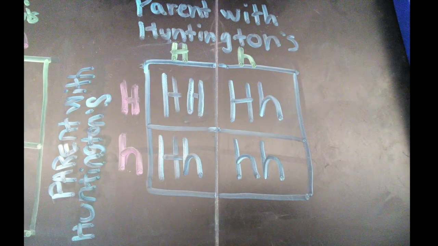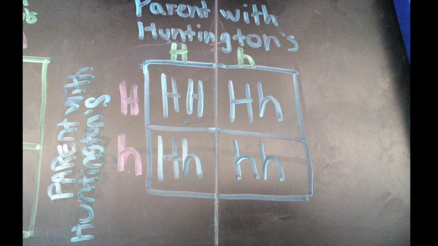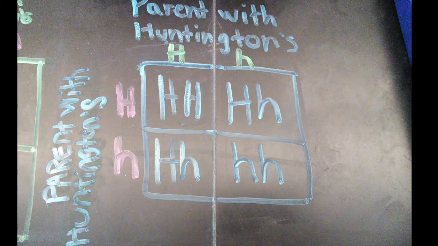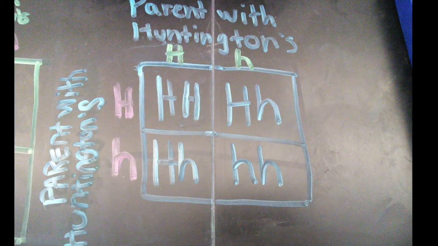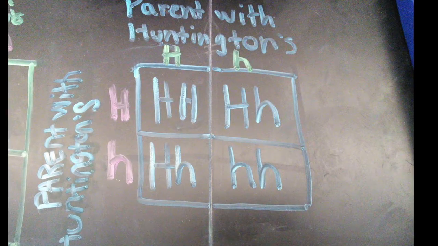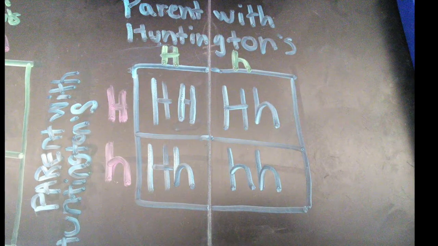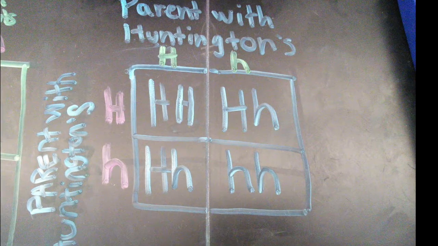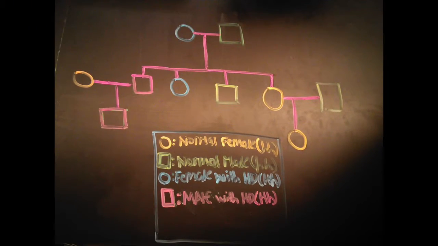Although, if you look at the Punnett square on the right, it shows both parents have Huntington's disease. So there's a 25% possibility that a person will be unaffected by Huntington's disease, and a 75% possibility that the person will have Huntington's disease because each parent is mutated.